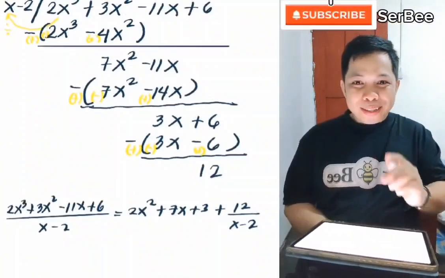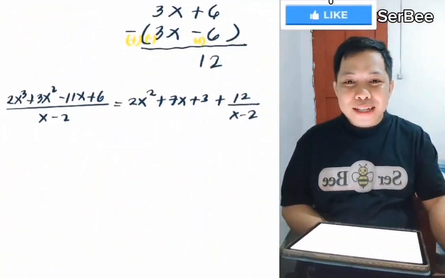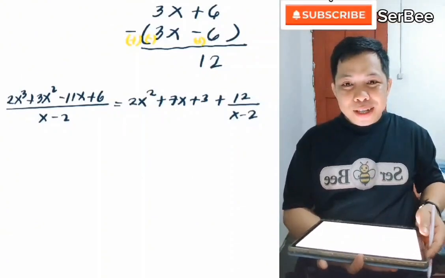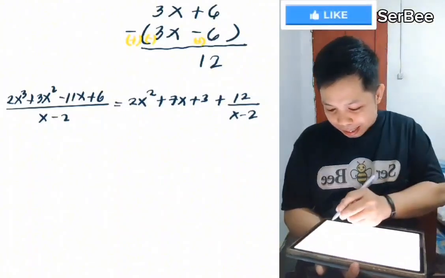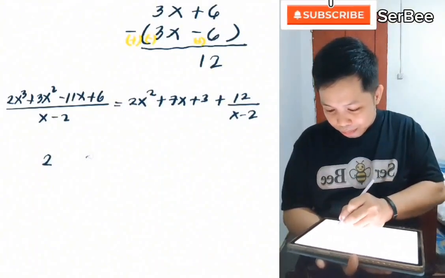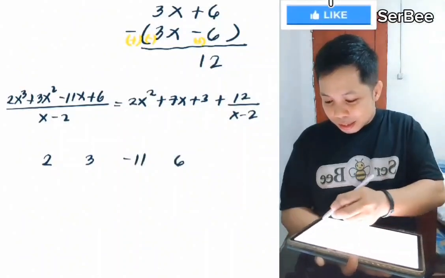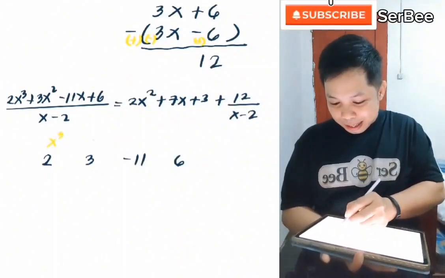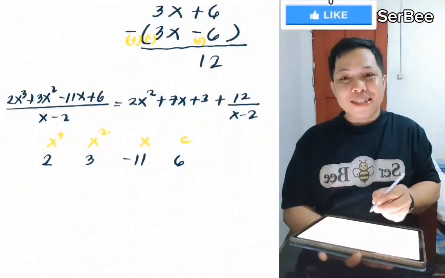By the way, another method, yung pinakamadaling method or mas madaling method, yung tinatawag na synthetic division. Okay? So first, kopyahin natin yung mga coefficients ng dividend natin. So we have 2, then 3, then negative 11, then 6. Kumbaga po, ito po ay yung coefficient ng x cubed, di ba? Ito naman para sa x squared, ito naman yung para sa x, and ito yung para sa constant.